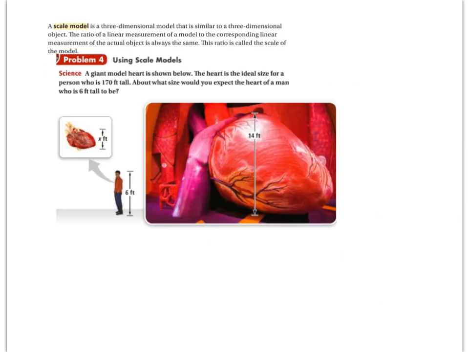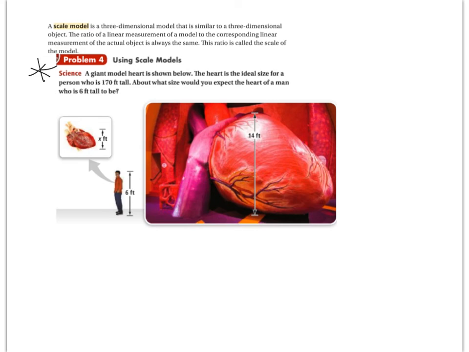Okay, another word problem here where we have a scale model. That's a 3D model that is similar to a 3D object. So if we read problem 4, it says that a giant model heart is shown below. The heart is the ideal size for a person who is 170 feet tall. About what size would you expect the heart of a man who is 6 feet tall to be?